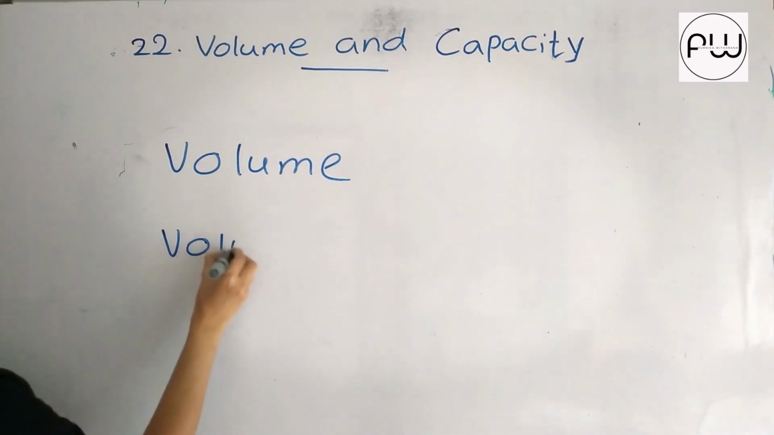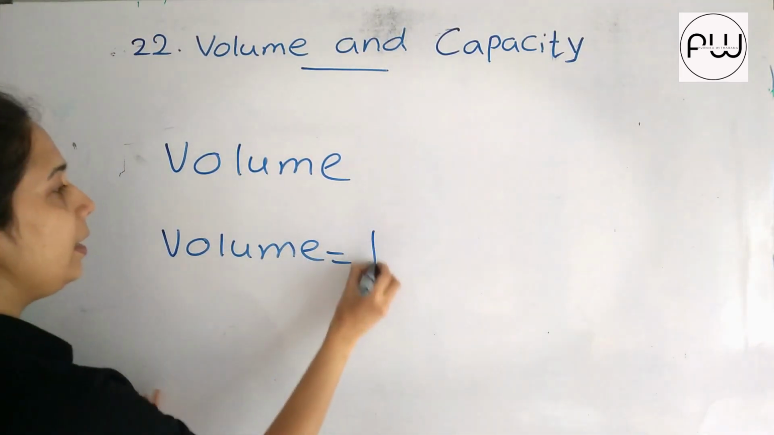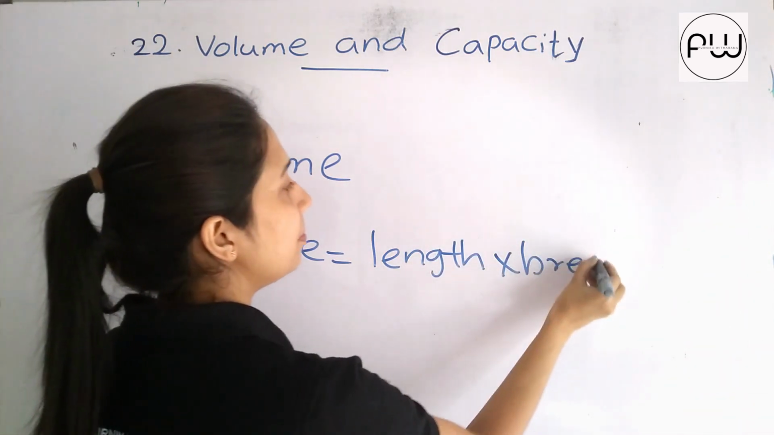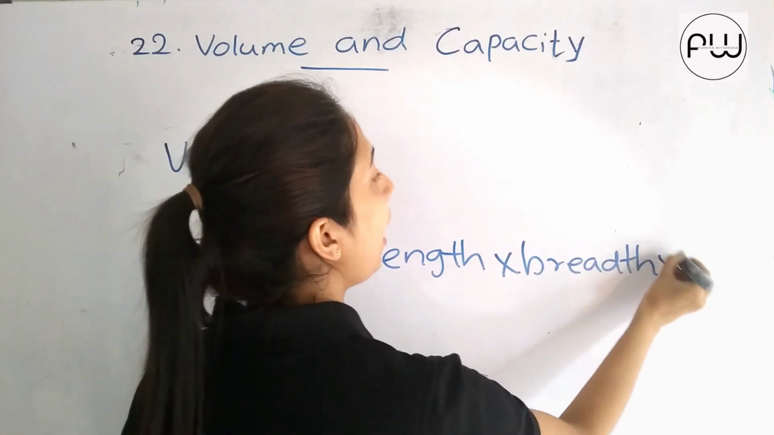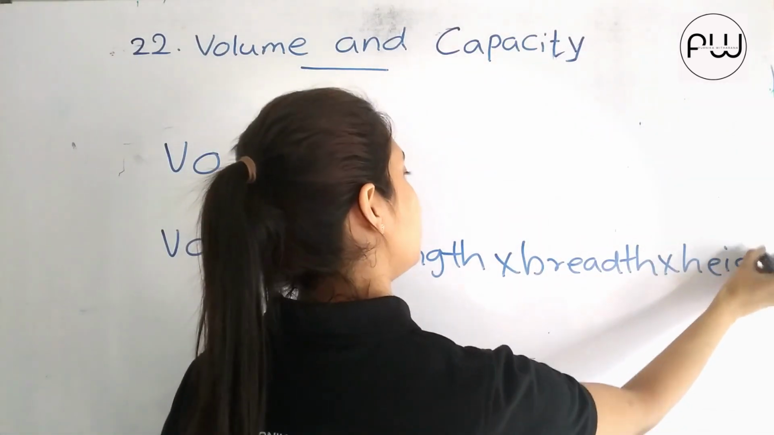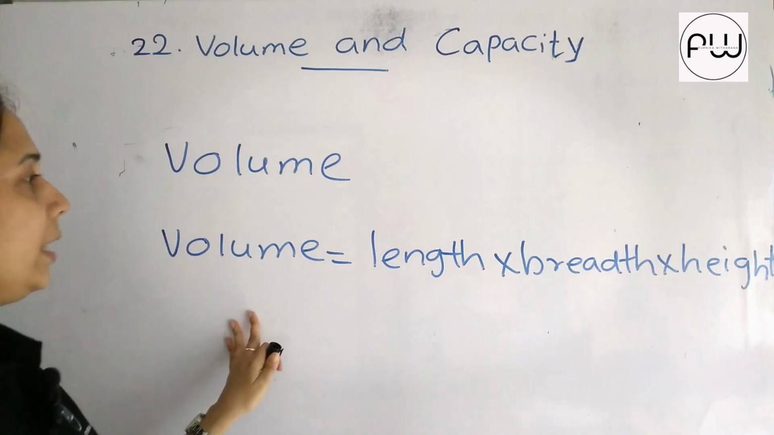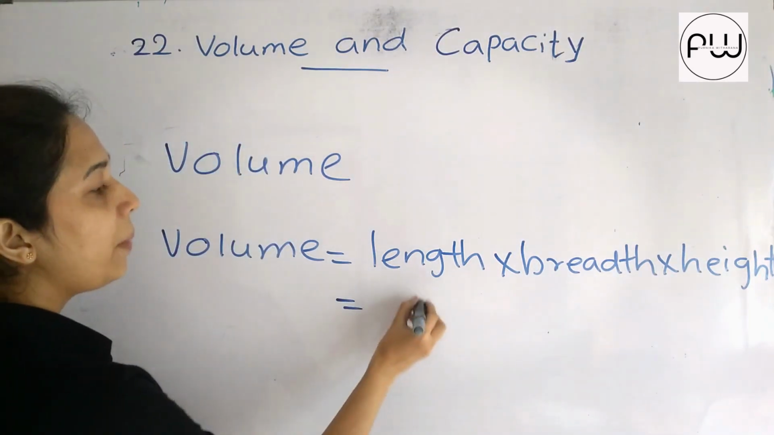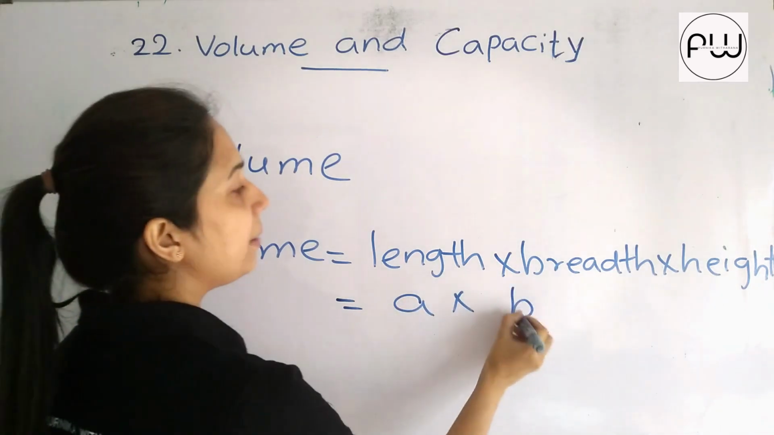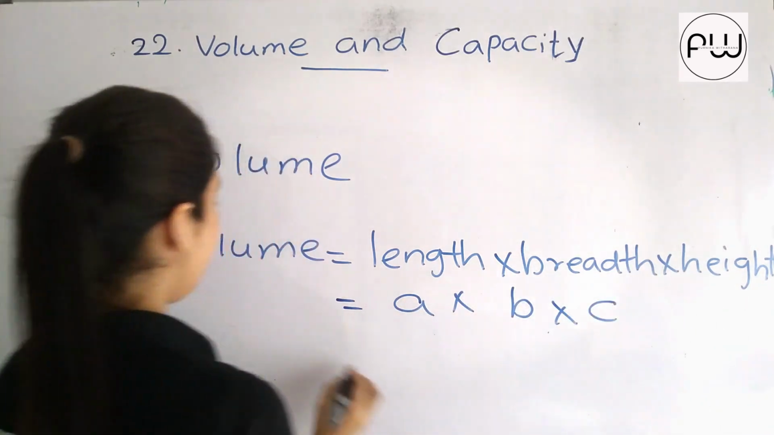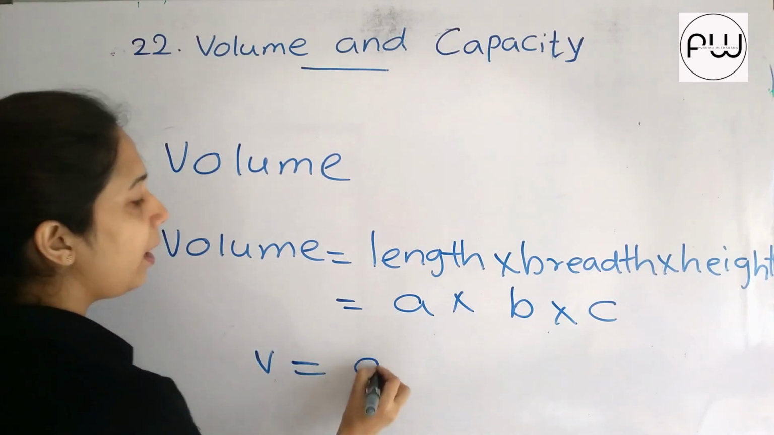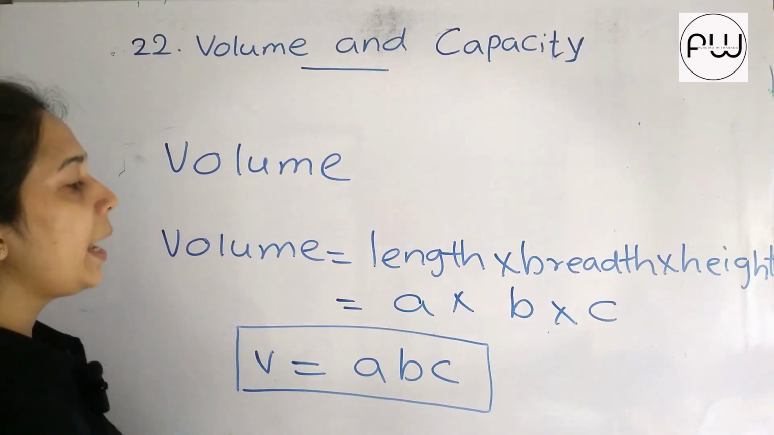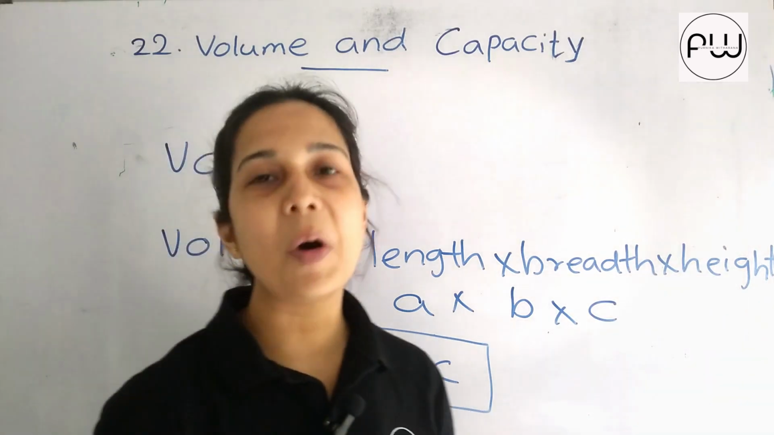Volume equals length multiplied by breadth and height. Volume equals length by breadth by height. Length we can denote by A, breadth by B and height by C. Then simply we can take this formula V equals ABC. Using this formula we can find the volume of a cube or a cuboid.